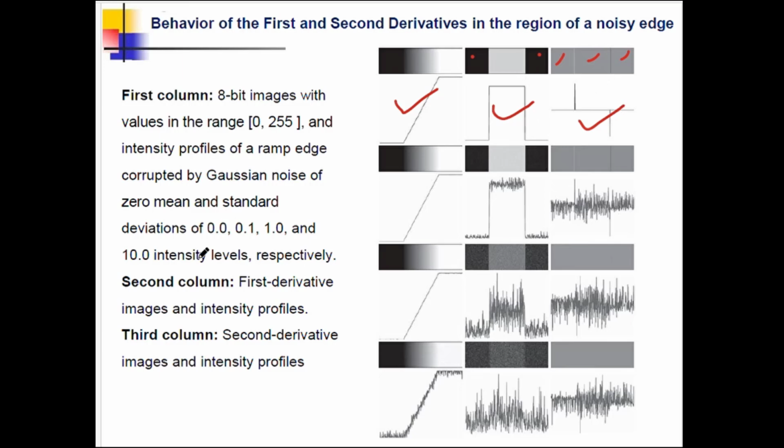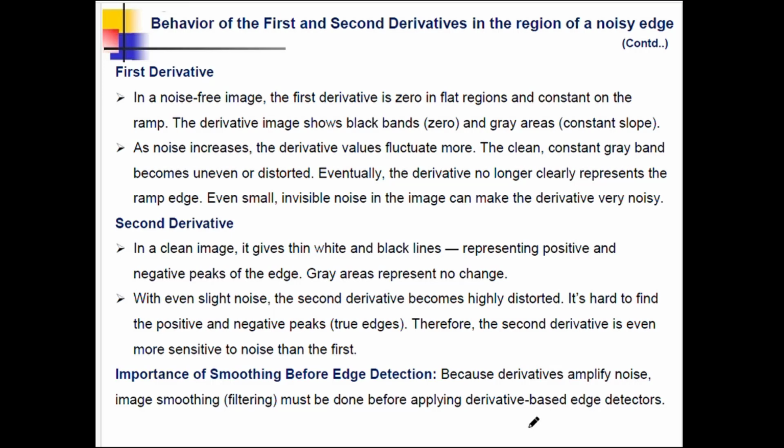What will happen if the noise increases? See, for this 0.1 standard deviation Gaussian noise, see the noise? The second order derivative is more sensitive to noise. You are not able to identify the edges. It's corrupted with noise compared to the first order derivative. And if the noise increases, the second order derivative is not giving any information. And for higher noise, the first order derivative is also giving no information.